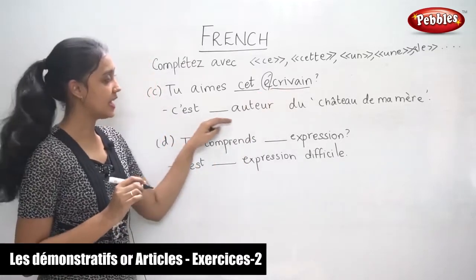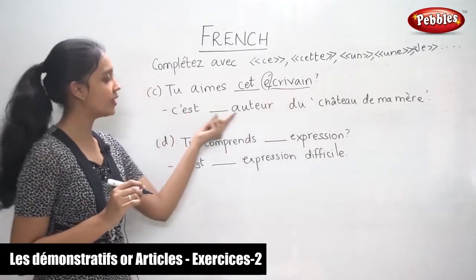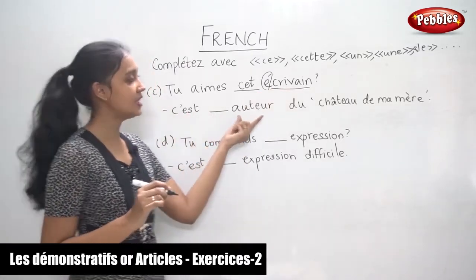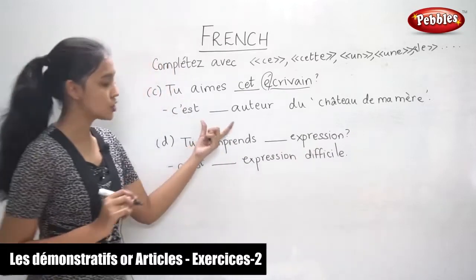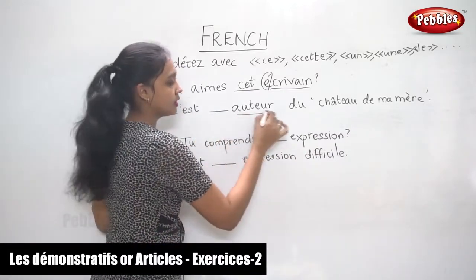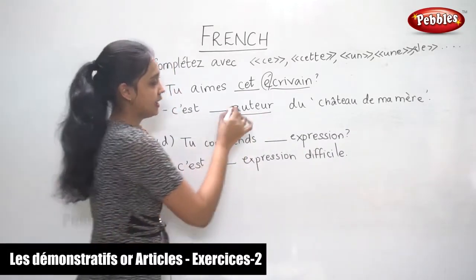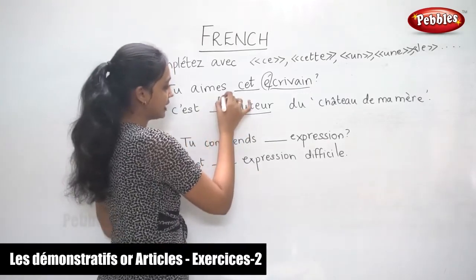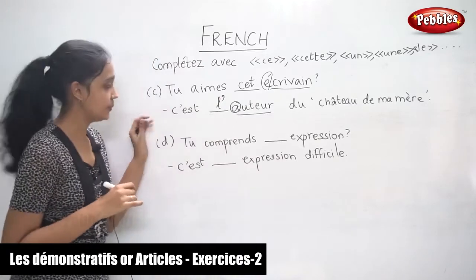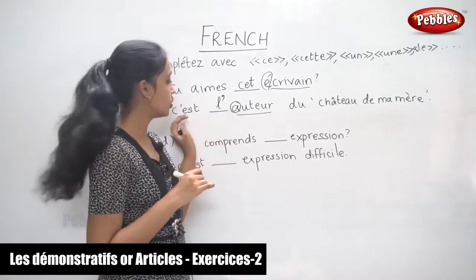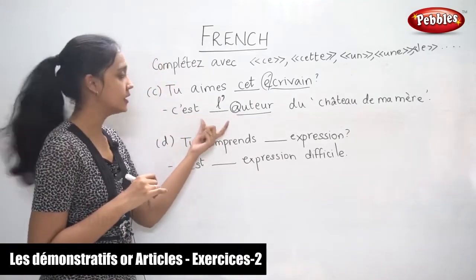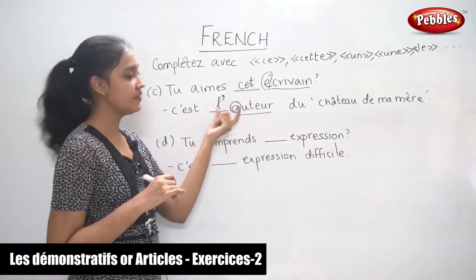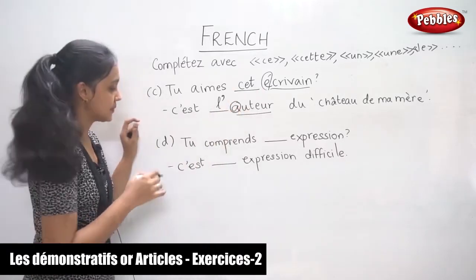"C'est __ auteur." So now we are being specific. It is the author of a particular novel. The noun here begins with a vowel, so we write the definite article l'. Say "l'auteur." So this is how we write the demonstrative and the articles.